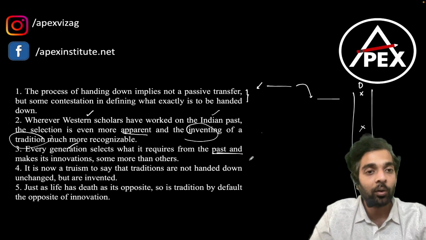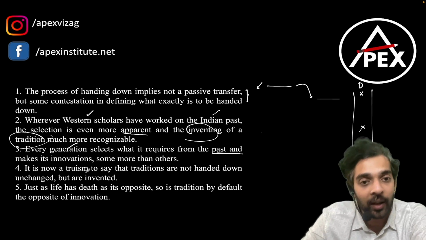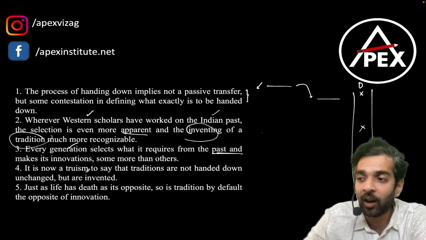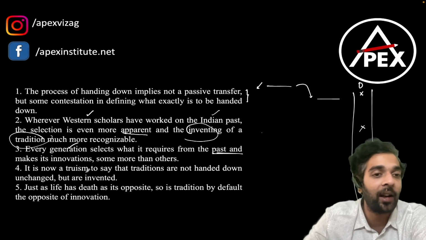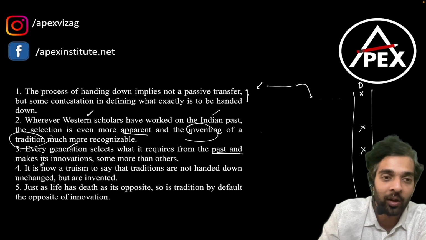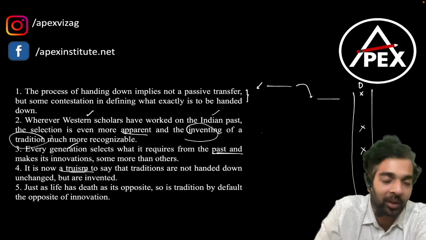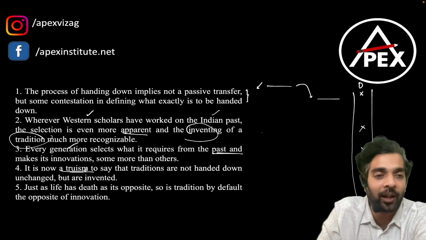Okay, now what is talked about over here? It's now a truism to say that traditions are not handed down unchanged but are invented. So what's a truism? A truism is a true fact, something, a moral philosophy, that's accepted as true.